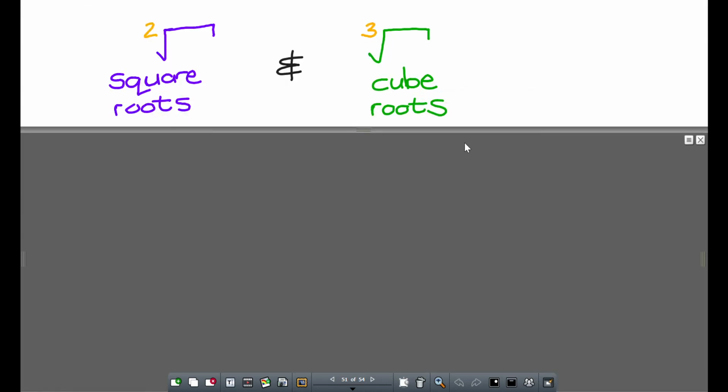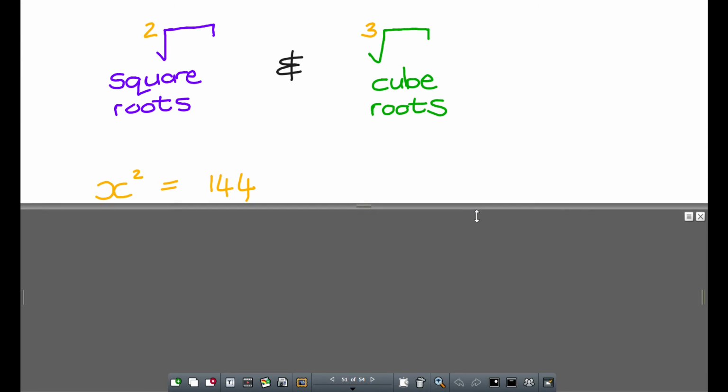Okay, so today we're talking about square roots and cube roots. Now I need you to focus, please. Remember that when we worked out, if I gave you x squared is equal to 144. Just to get back to these square roots, you usually get only the blue. But if nothing was written there, there's actually always a little 2.